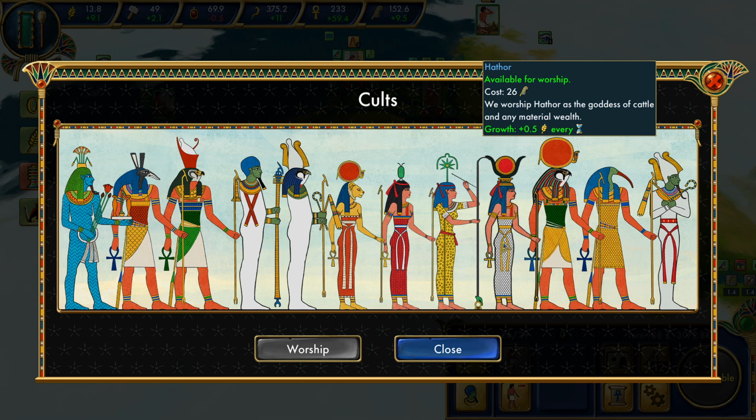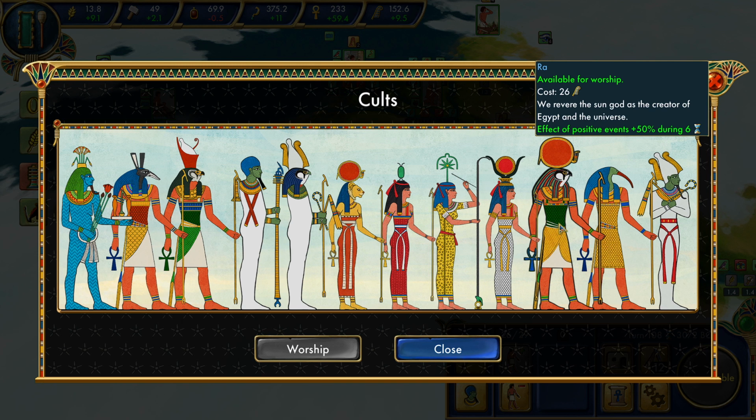Hathor is less well described, I would say. Goddess of cattle and any material wealth, and plus 0.5 food, but also really represented a couple of aspects of the female gender. Specifically, there's a lot of maternal aspects there, also described often as being a consort of some of the other deities. So those sort of dual aspects are really emphasized with her in the pantheon.